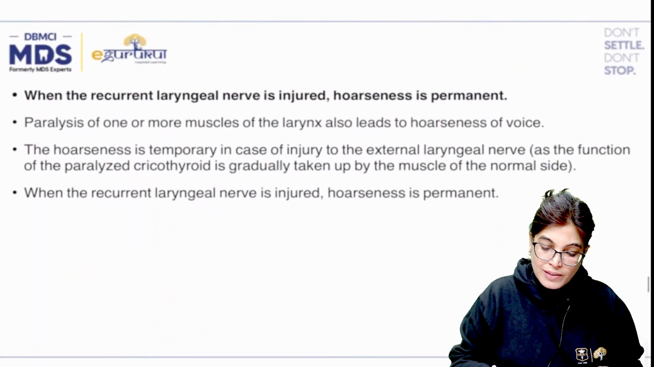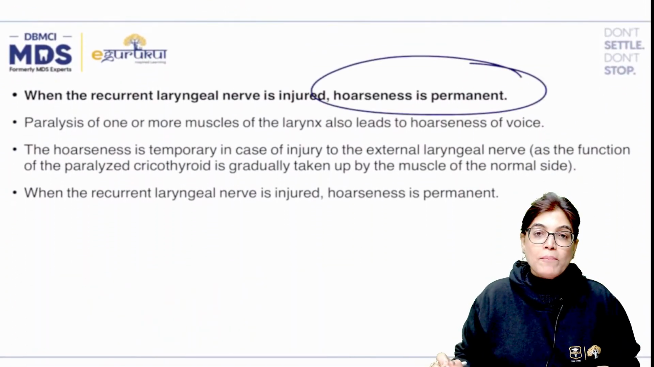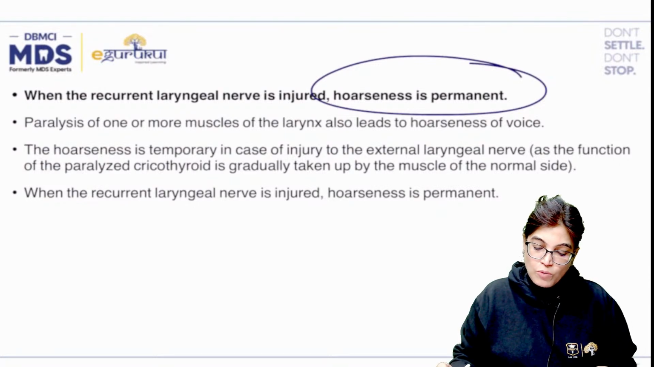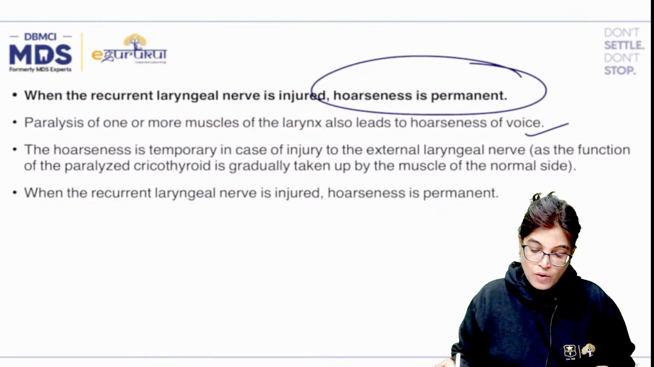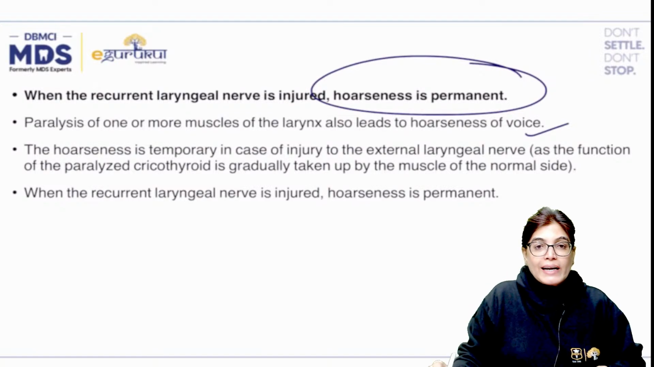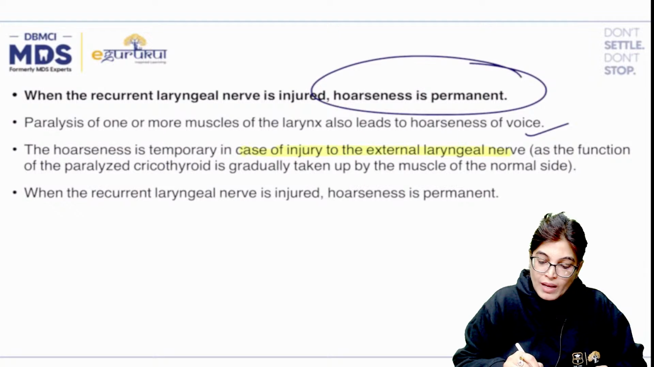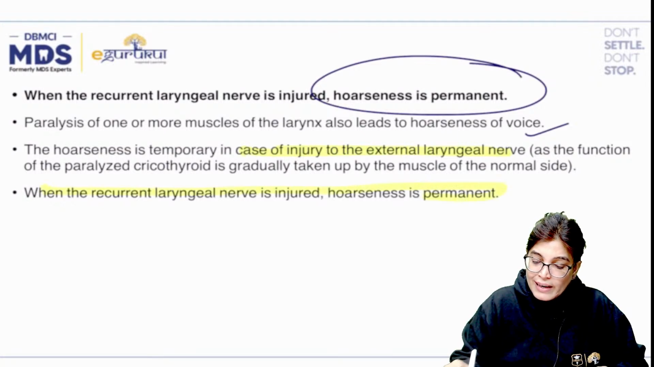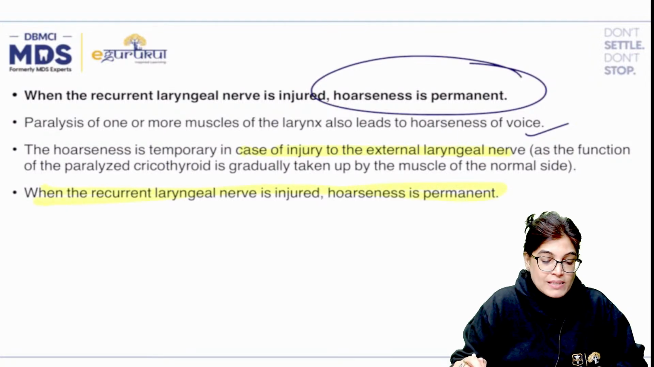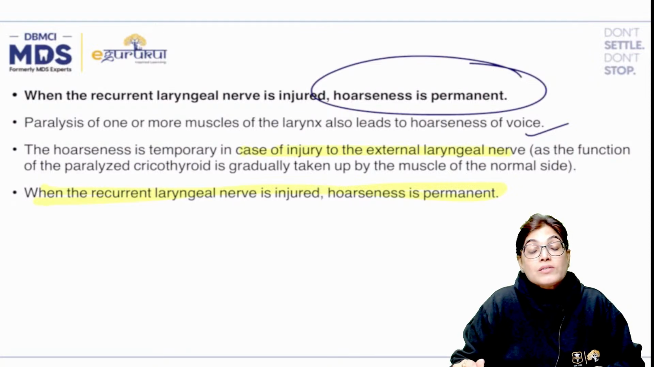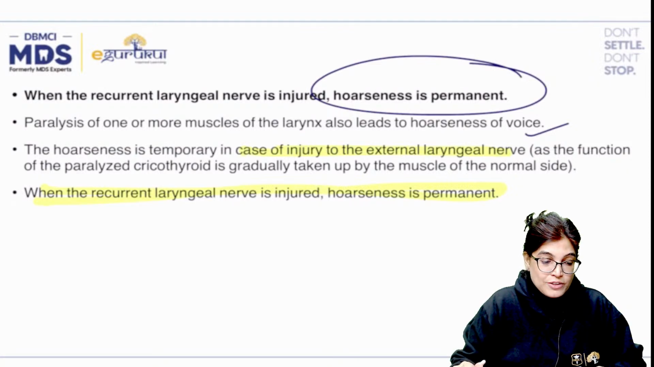Now, when the recurrent nerve is injured, the hoarseness will become permanent. Paralysis of one or more muscles of the larynx will lead to hoarseness of voice. Hoarseness is a temporary condition in case of external laryngeal nerve injury. But when recurrent laryngeal nerve injury happens, the hoarseness of voice is permanent.